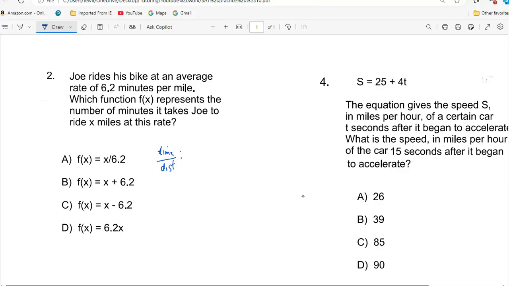Alright, so the time is 6.2 for each mile. That equals, we're looking for the function that represents the number of minutes, so we're looking for the time for x miles. So here cross multiply, so you're going to get question mark times 1, which is the question mark by itself, equal to x times 6.2, or 6.2 times x, and that's going to be choice D.